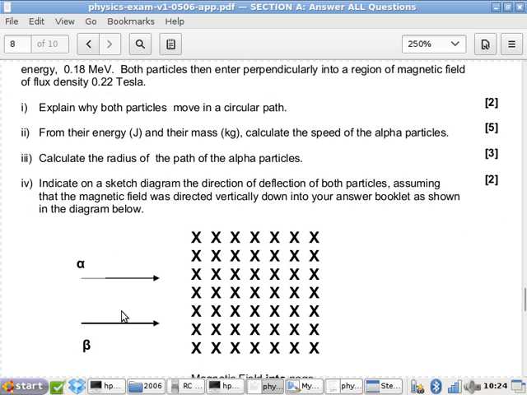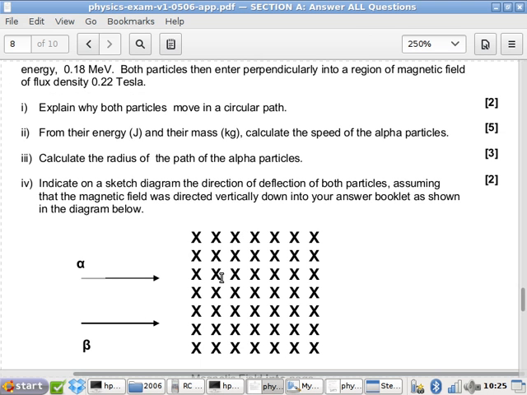So, for the alpha, the current is going to the right, so which way is the force going? Up, yeah, and then for the beta, the force will be going down. So what will happen is, the alpha will come in and move in a circle upwards, and the beta will come in and move in a circle downwards. Explain why both particles move in a circular path.